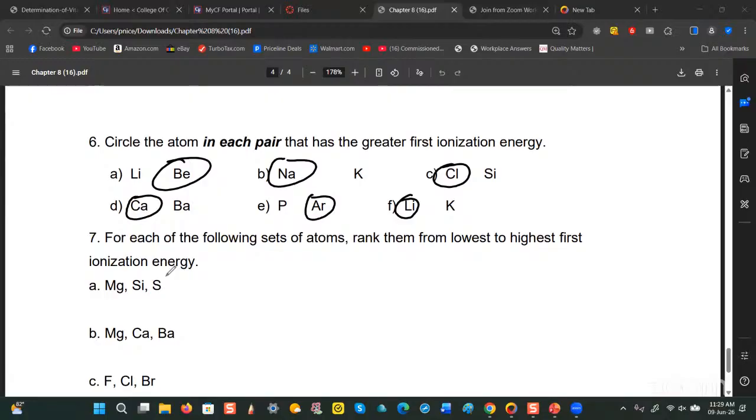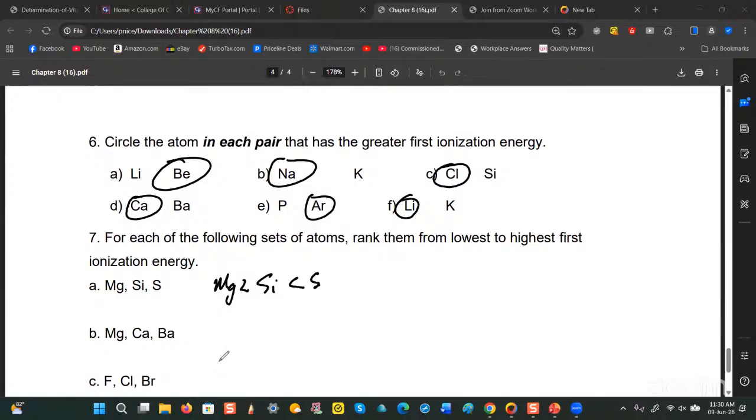All right, now, in the case of number 7, it's asking for you to rank them from lowest to highest first ionization energy. So you're going to start with the lowest to the highest. The first one is magnesium, silicon, sulfur. So magnesium, silicon, and sulfur are in the same period, right? So which one would have the lowest? Magnesium, followed by? So it's actually the same order as they gave us. All right. Okay, very good.